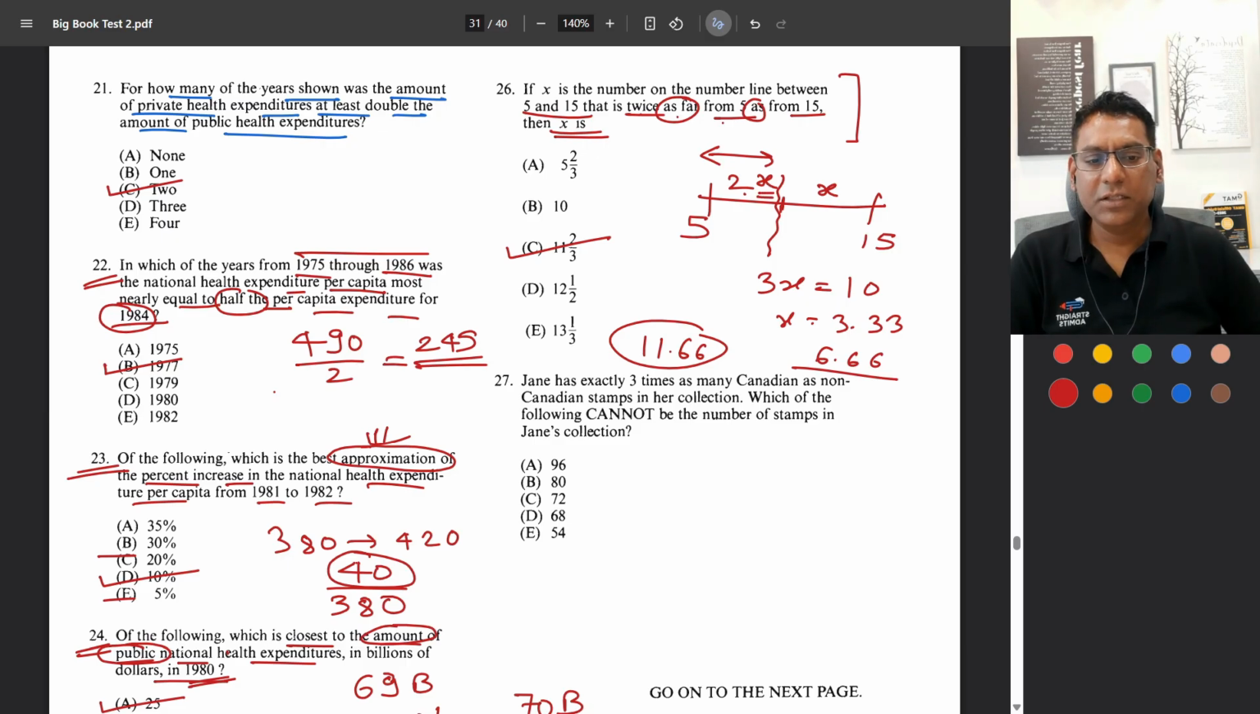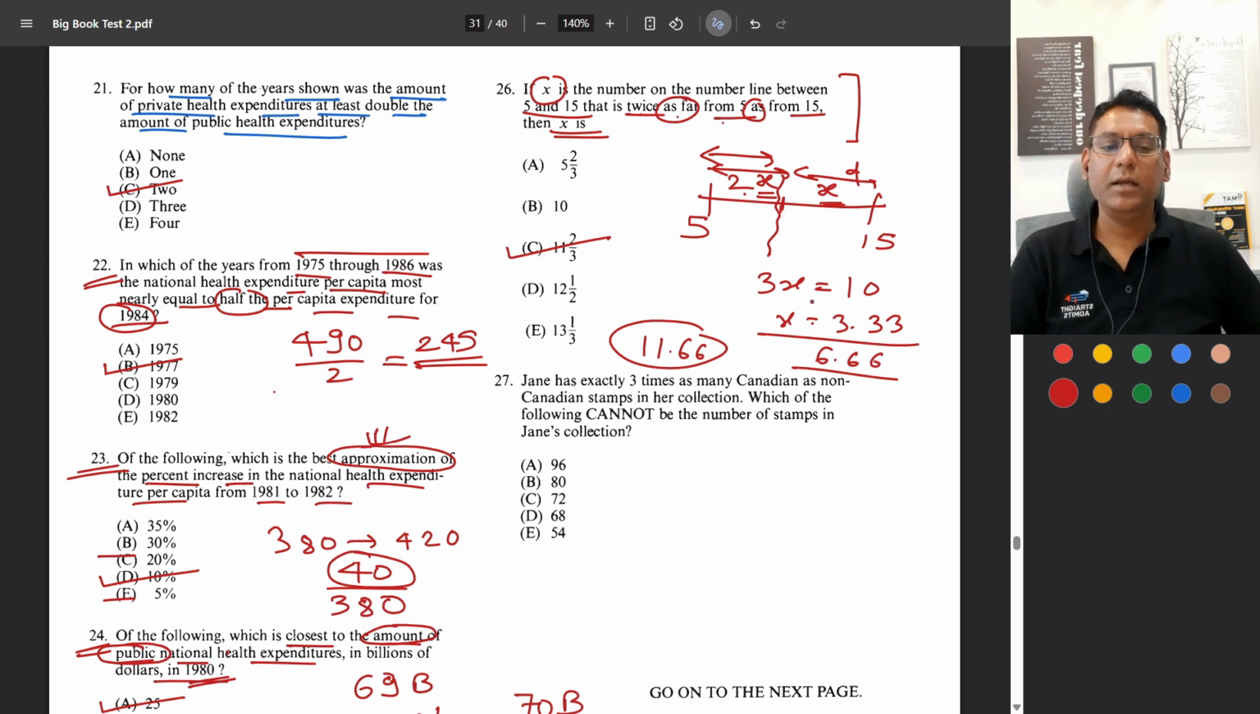Okay, actually this is not x. X is the actual number. This is like the distance. The distance here is 2d. The distance here is d. D comes out to be 3.33. So 2d comes out to be 6.66. Add that to 5, you get 11.66. That's the logic. Okay. Question 27.